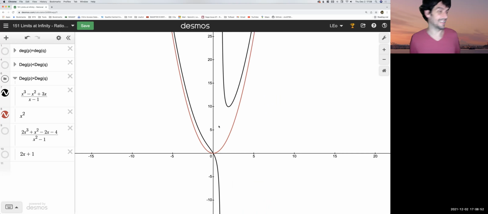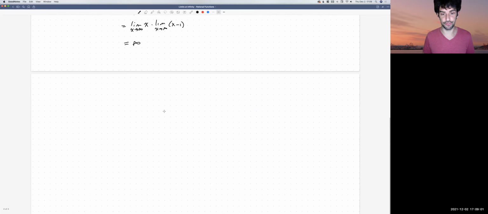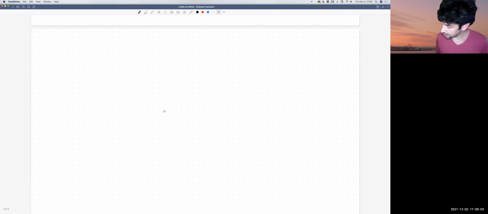So this is a neat thing that happens when we have the degree in the numerator higher than the degree in the denominator. Let's look at another one, this example I've got here. Let's look at it algebraically first, and then look at the graphs.